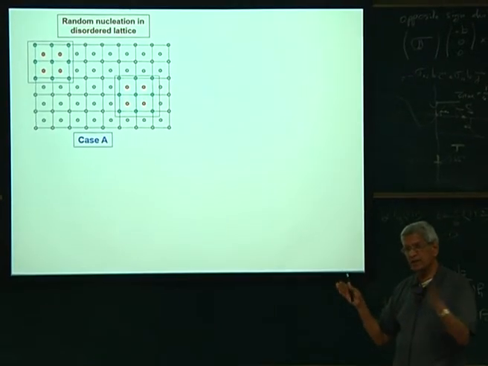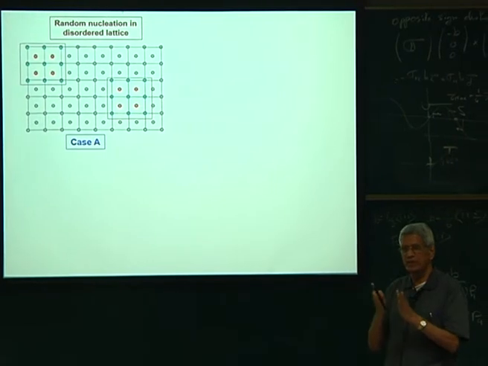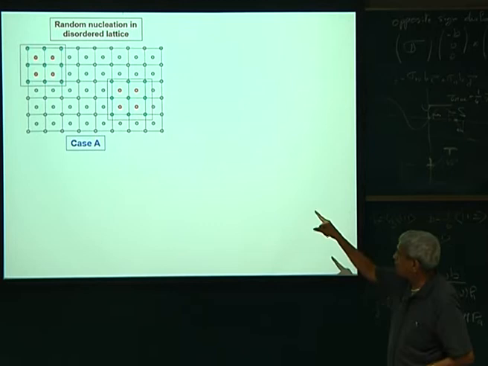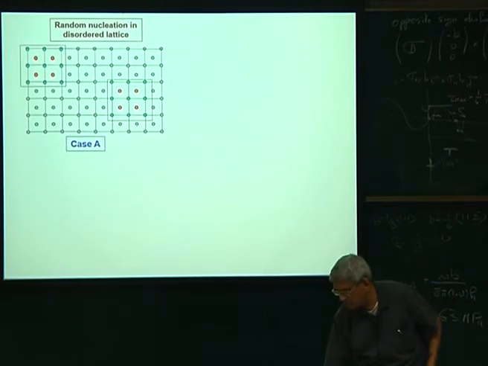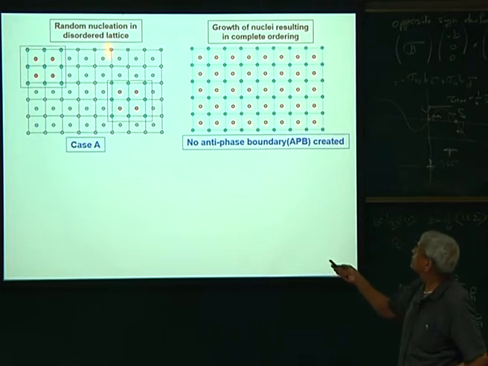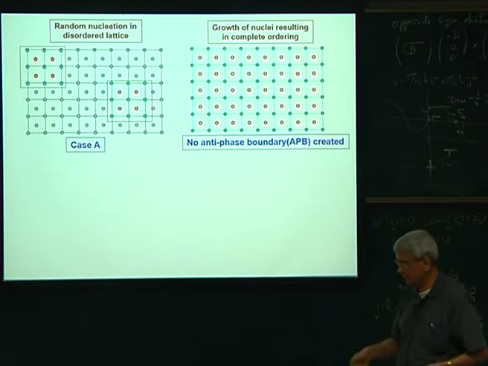And if it's a stoichiometric composition, it goes into a completely ordered phase. These nuclei will grow and they will come and join. In this particular case, the way they have grown, when they join together, that becomes a single one. You don't see any defect.